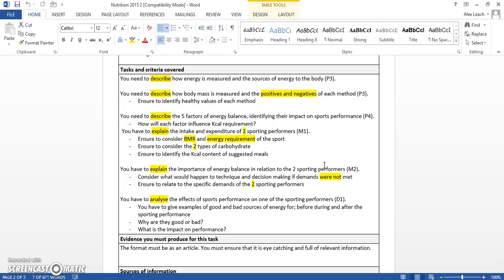A couple of you with your diets aren't telling me the total kilocalorie amount of the diet. Please make sure you do that, and the kilocalories of each meal. Right, and make sure to consider BMR and energy requirement. Make sure to consider two types of carbohydrate.